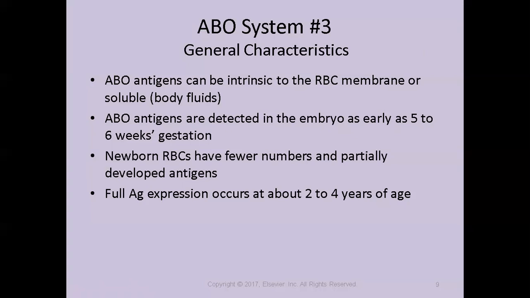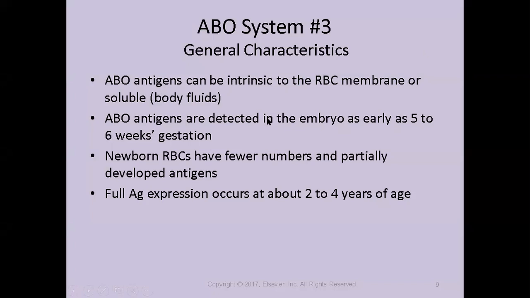So moving on to this next slide, general characteristics. ABO antigens are an intrinsic part of the red cell membrane, but what you may not know from our previous discussions is that they can also be found in body fluids, soluble. And so today we're going to be looking at how that occurs.